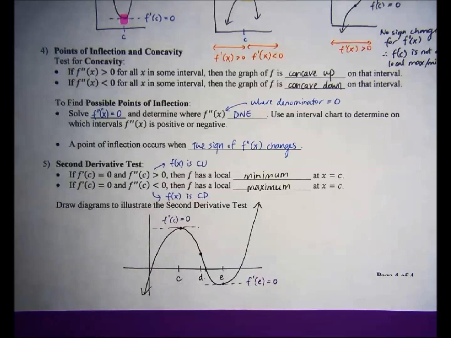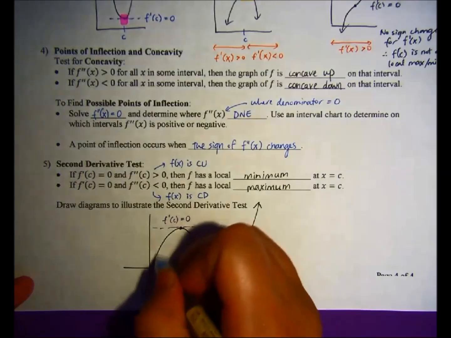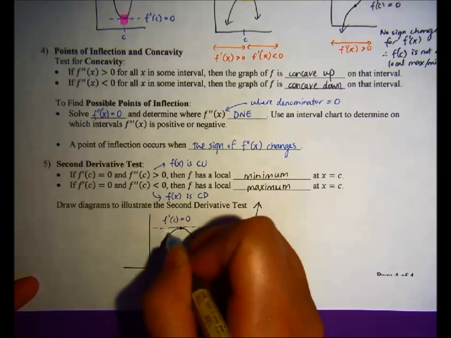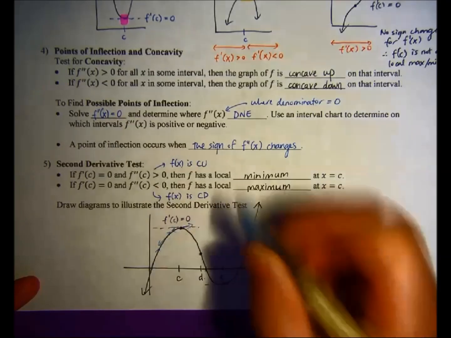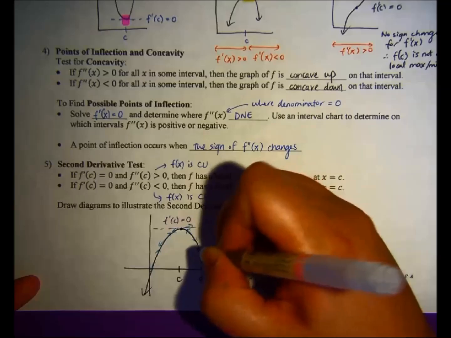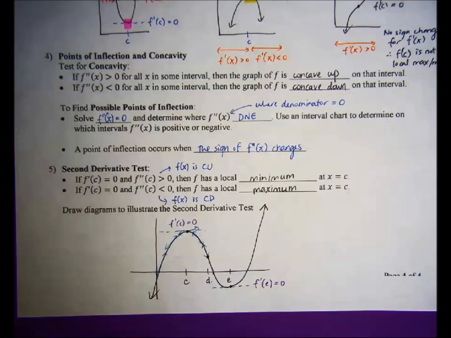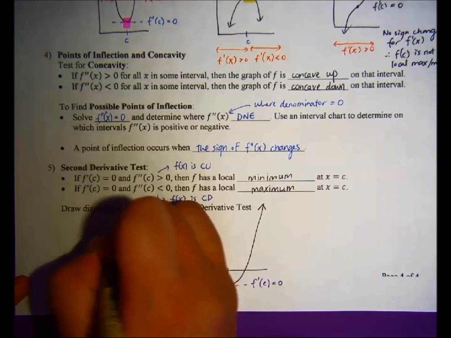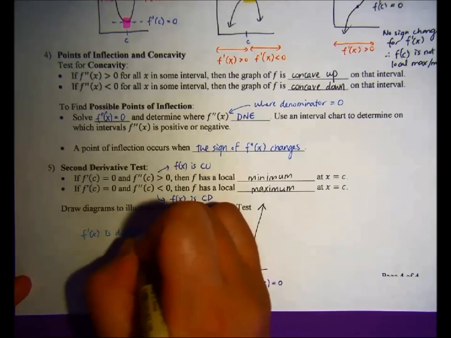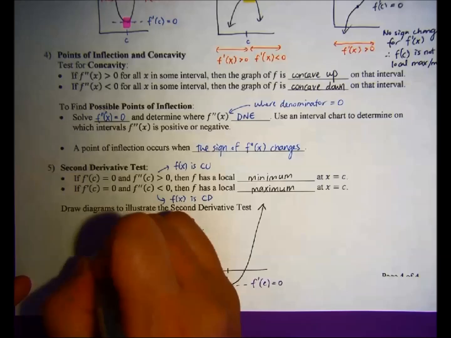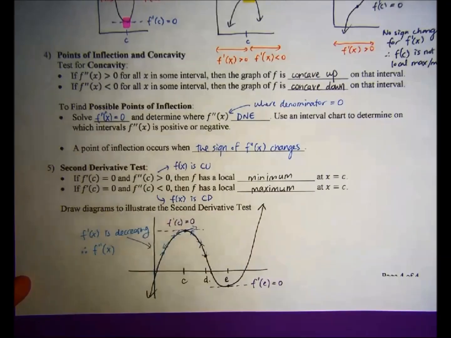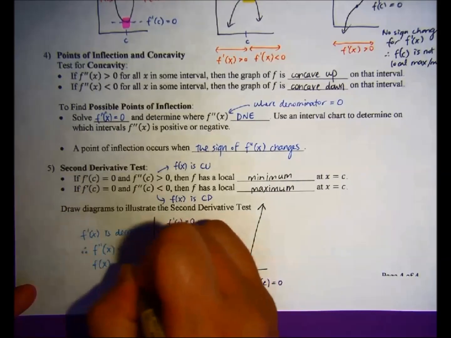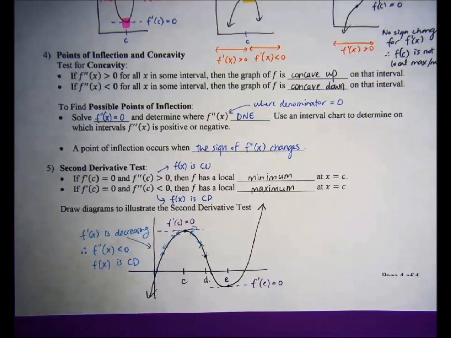And then, because our tangent line slopes are all positive but gradually decreasing, that means that our f double prime is going to be negative, which explains why the function is concave down. And that's why we have a local maximum at f of c.